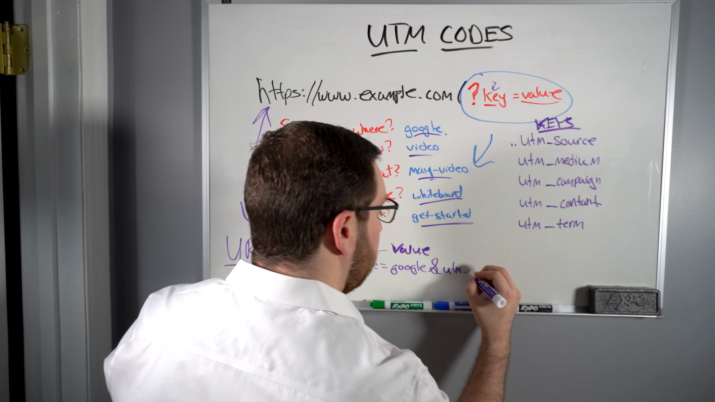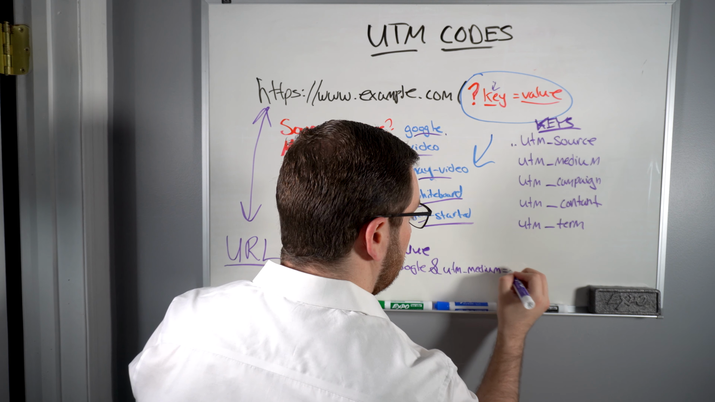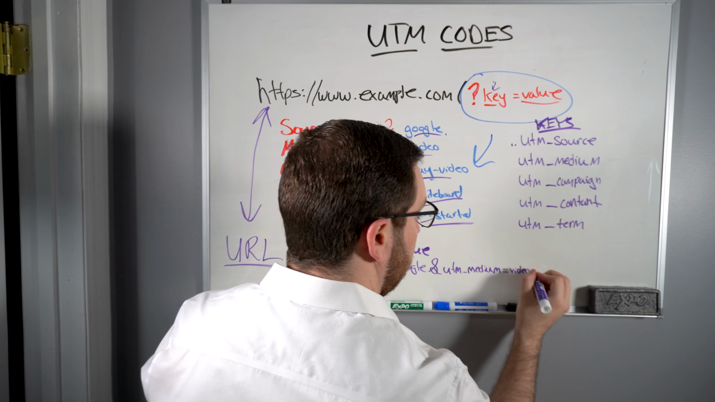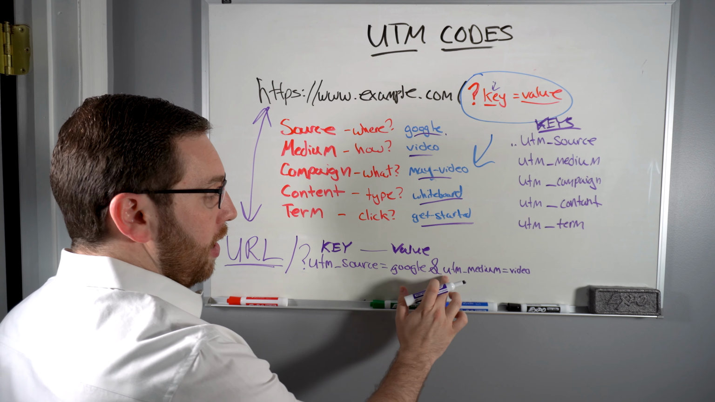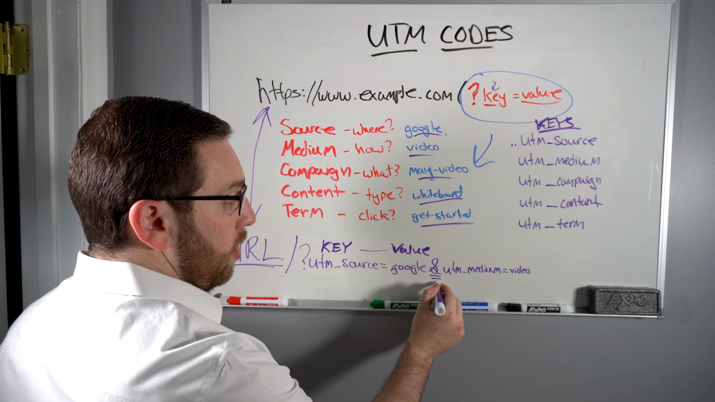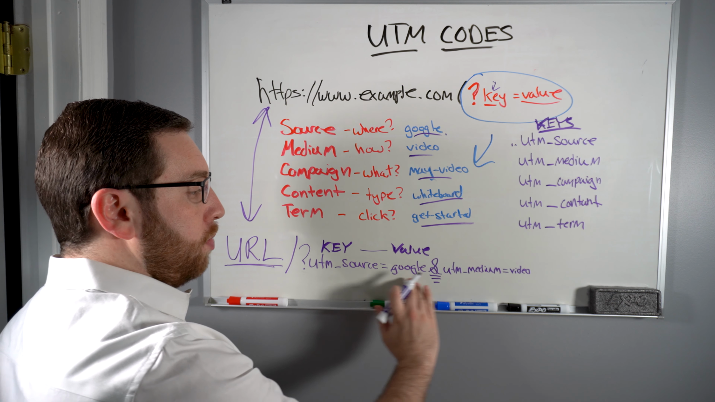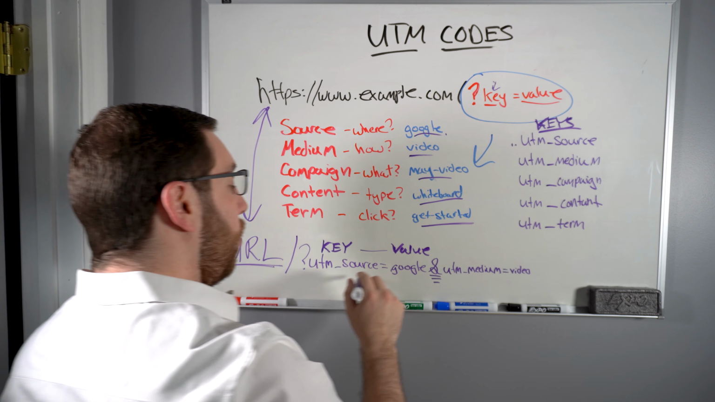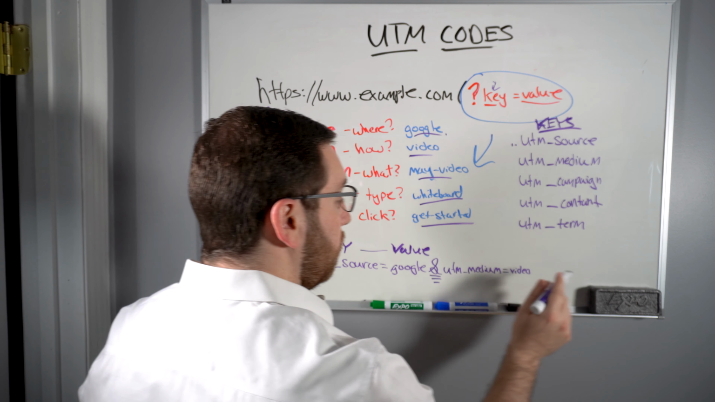and the next one, UTM underscore medium equals video. All right, so now we have UTM source equals Google, and UTM underscore medium equals video. Now remember, there's no spaces in this. A space is going to put a %20 right in the middle of it and screw it all up. So you have no spaces.